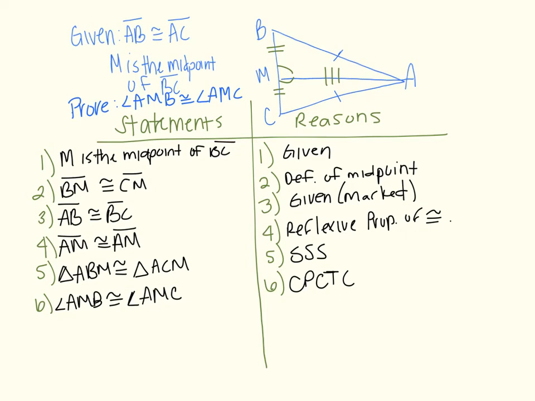AB is going to be congruent to AC, and we know that because it's given. I also added just a note for you for your personal information that it is also marked on the picture, but it is given, so we can put given as our reason. We also know that AM is congruent to AM because that's the reflexive property of congruence. Because of all of that, we can say that the two triangles ABM and ACM are congruent by side, side, side. And then now, because those two triangles are congruent, we can say that angle AMC is congruent to angle AMB because of CPCTC.